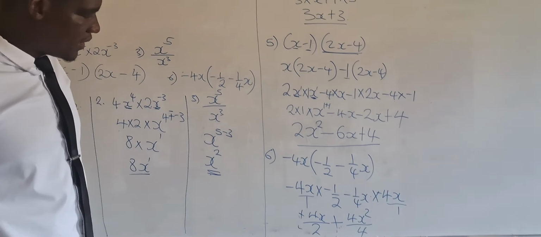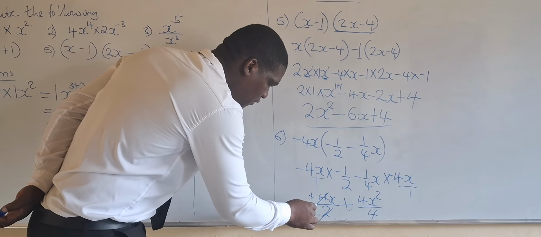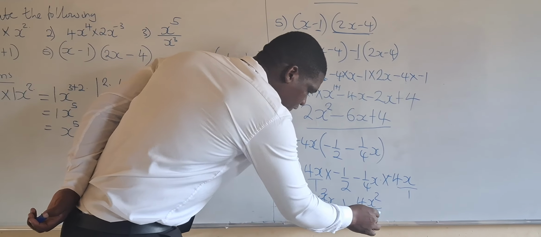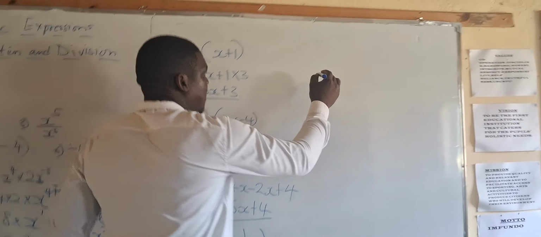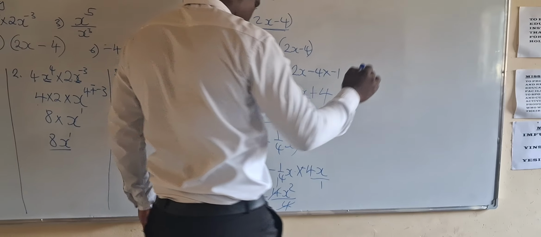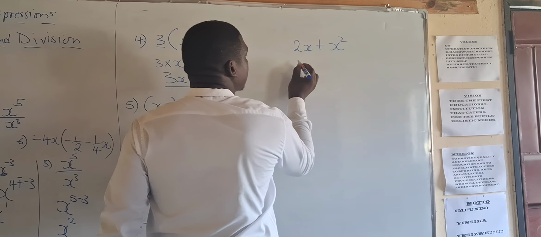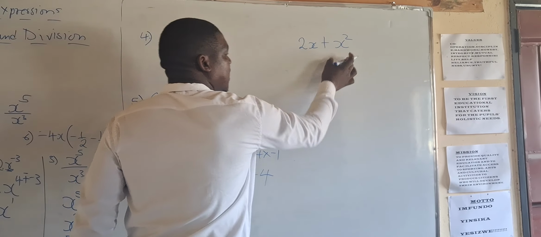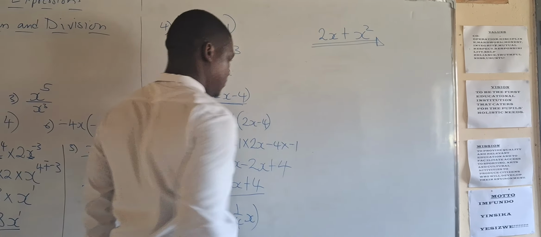We simplify further if possible. Yes, it's possible. So we are saying 2 into 4 to get 2, 4 into 4 to get 1. So final answer, we have 2x plus x squared. You cannot add 2x plus x squared, which means this is our final answer there. I think.